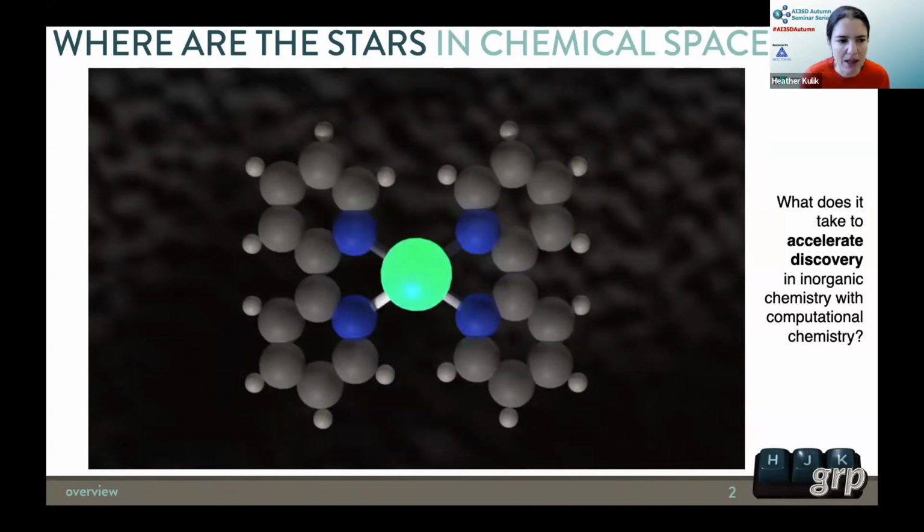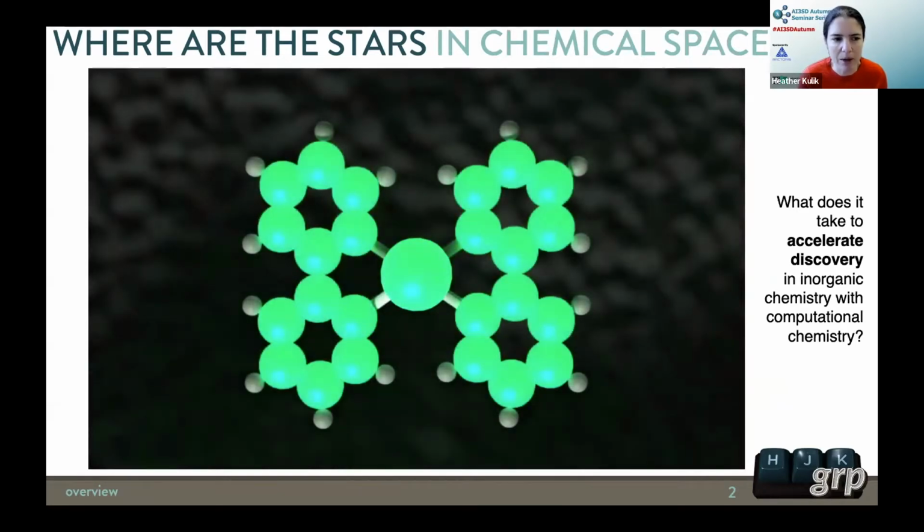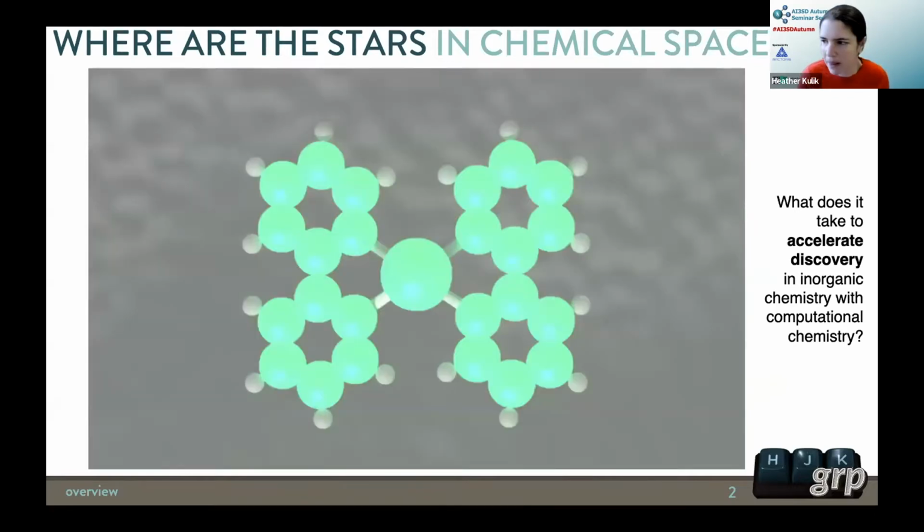And so we might think that for a certain property, the thing that matters most is the metal center, but we might also want to figure out how important it is to tailor the atoms directly in the environment of the metal, or maybe some properties are really going to depend on the overall structure of this molecule.